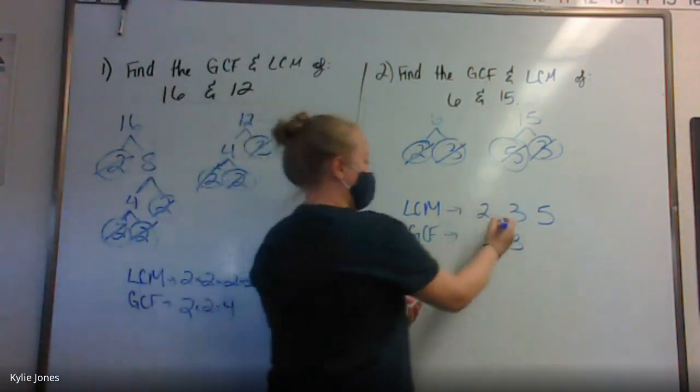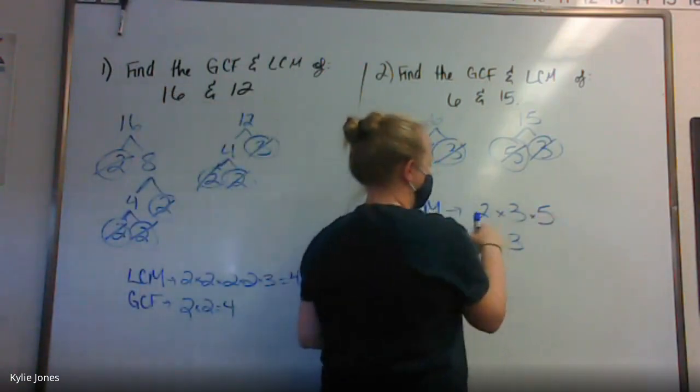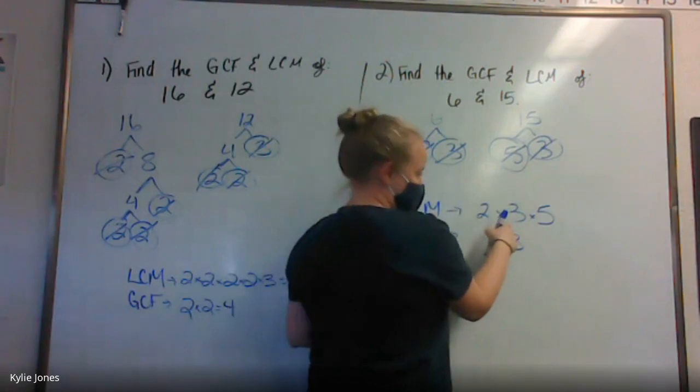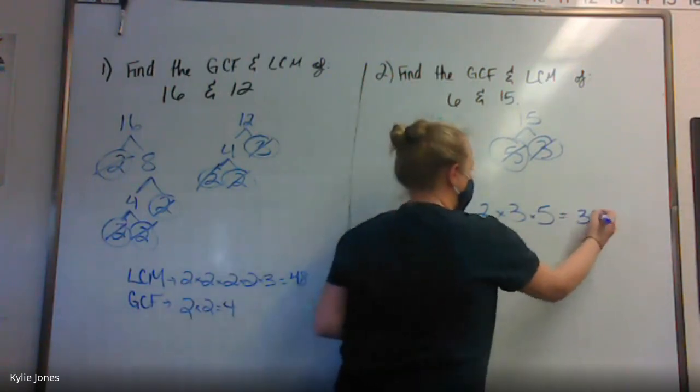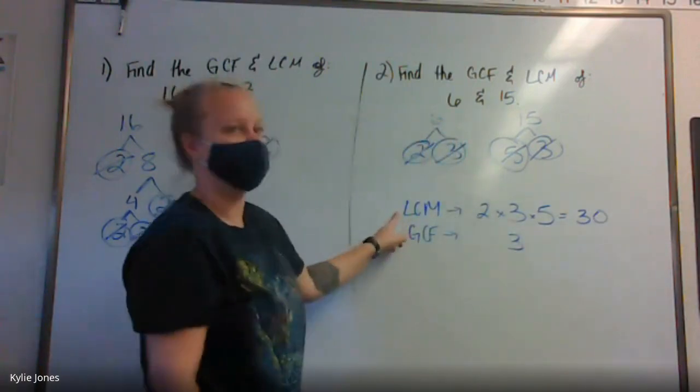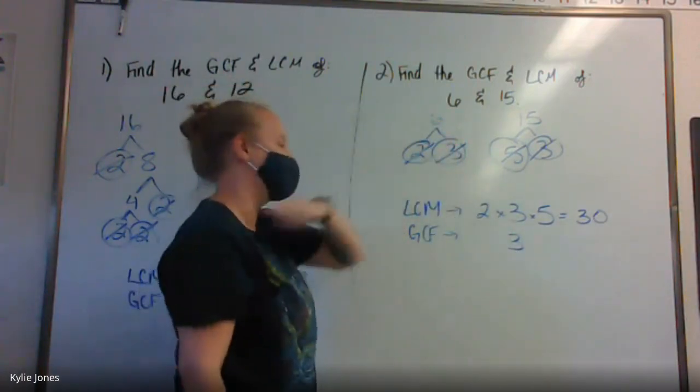Multiply. We know we can multiply the top: 2 times 3 times 5. What is 2 times 3? 6 times 5 is 30. So our least common multiple is 30. If we were to skip count, the first one they have in common is 30.